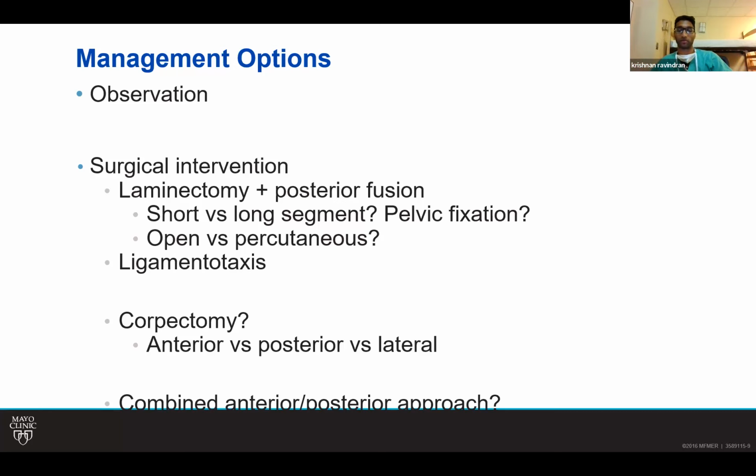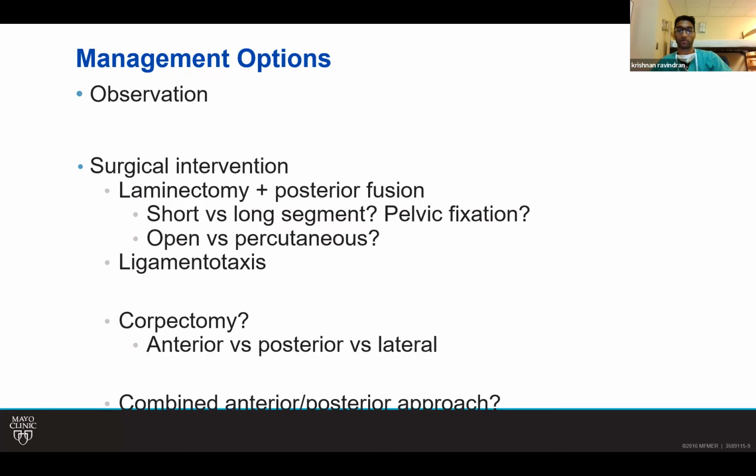And we thought that we could try and see if ligamentotaxis works, but we weren't optimistic on this. So we planned that we would have to use essentially a curette to reach around from ventrally and decompress the canal, try and reduce those fragments and get that retropulsed fragment back anteriorly. And so that's what we ended up doing.